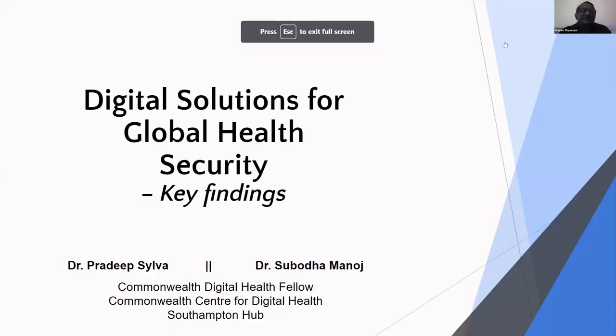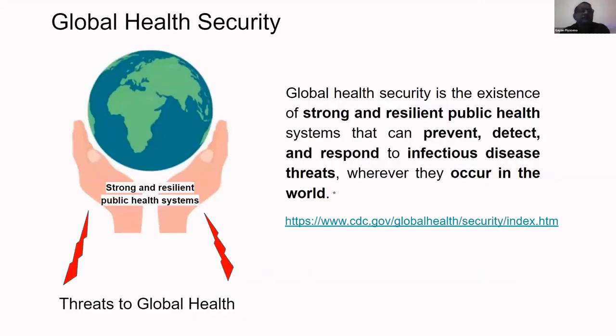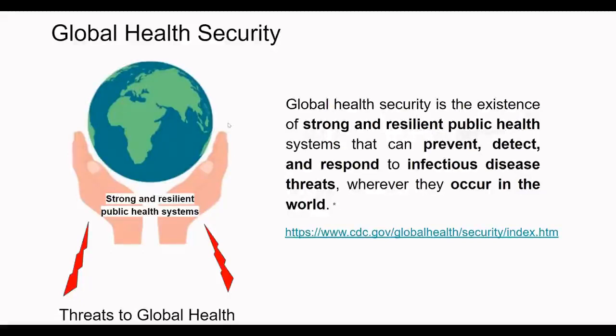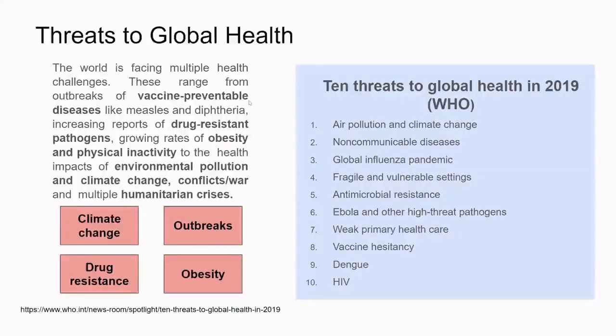This presentation is on digital solutions for global health security. Global health security is described as the existence of strong and resilient public health systems, which protect people or citizens from threats to global health. And we have to see what these global health threats are.